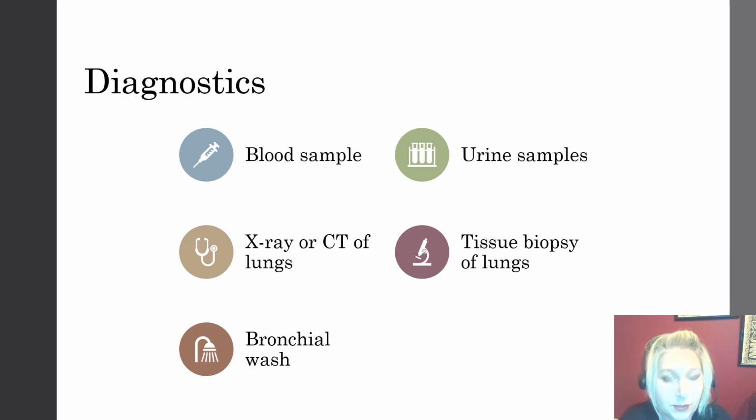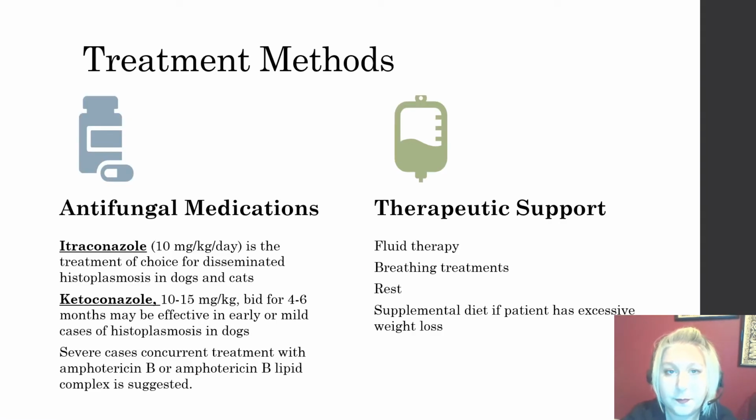Diagnostics that can be used to detect histoplasma are blood samples, X-rays or CT scans, urine samples, tissue biopsies of the lungs or other affected organs, as well as bronchial washes.